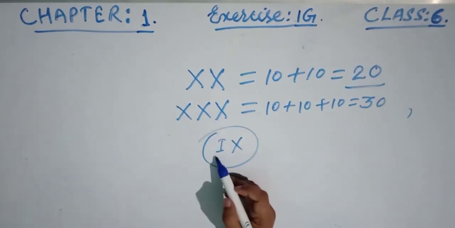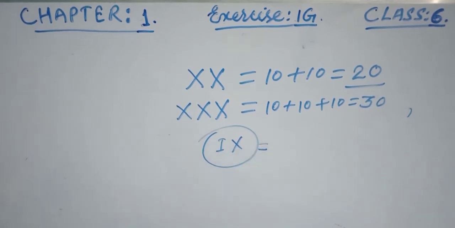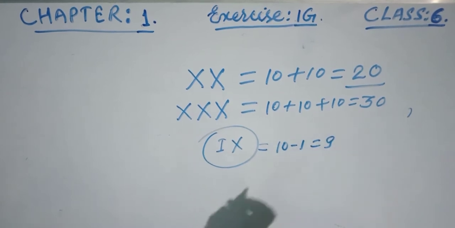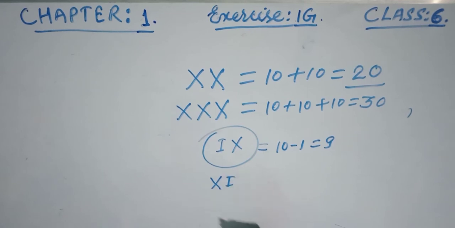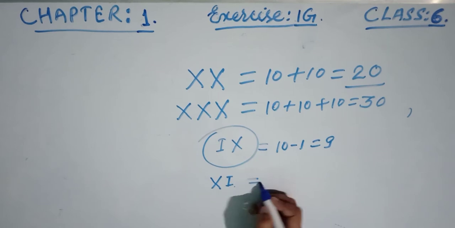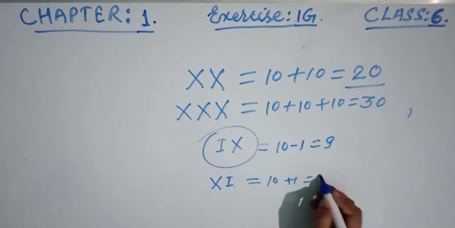So when the smaller Roman numeral is placed before the greater, then there is subtraction of their values, meaning 10 minus 1, this is 9. Remember, friends. Now the next rule is when the smaller Roman numeral is placed after the greater, like this is greater, this is smaller. When the smaller Roman numeral is placed after the greater, then we add their values. This is 10 and this is 1. So this is 11, friends.